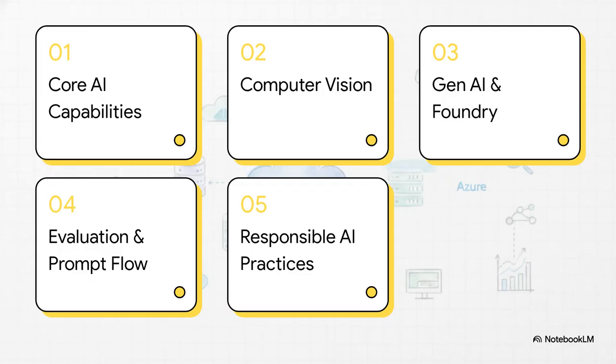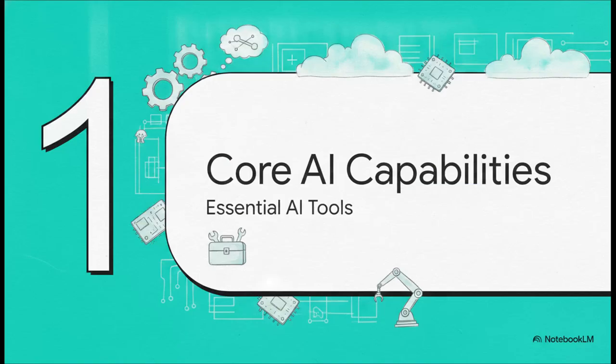So, here's our roadmap for today. First, core AI capabilities. Second, computer vision services. Third, generative AI and Foundry. Fourth, evaluation and prompt flow. And finally, number 5, responsible AI practices. Let's get into it. Section 1.